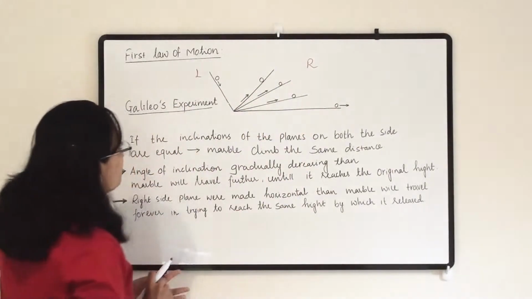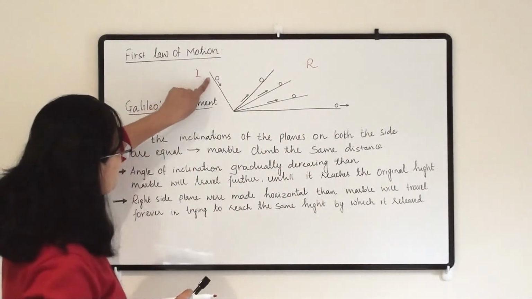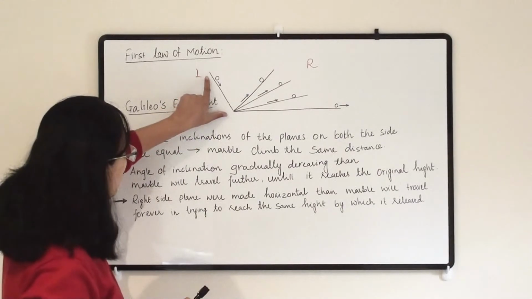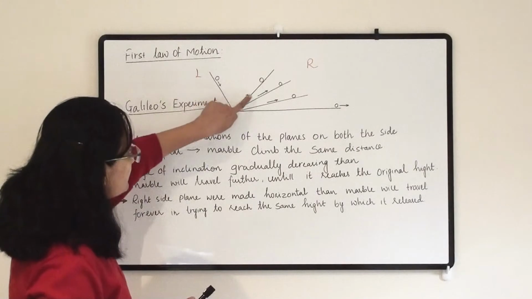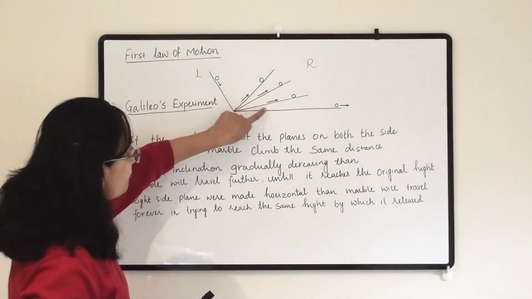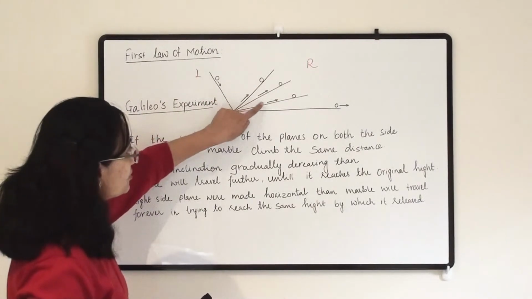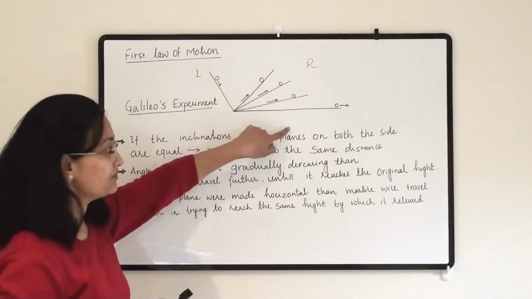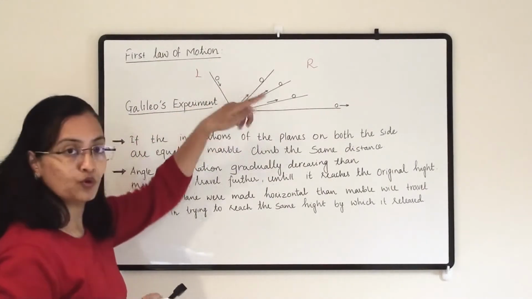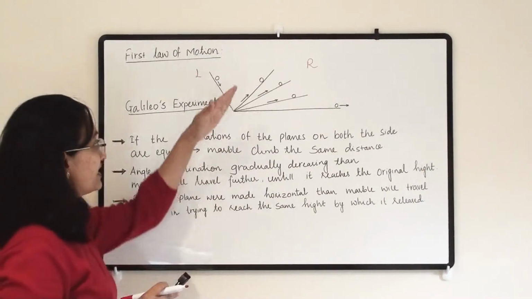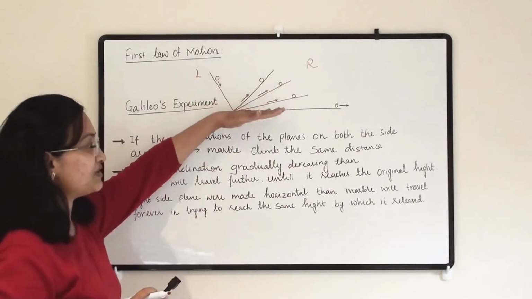He was releasing a marble from a certain height on this inclined plane, and he was achieving different results for the different inclinations of these four planes. Gradually he decreased the slope of the plane, so the angle of inclination has been decreased.